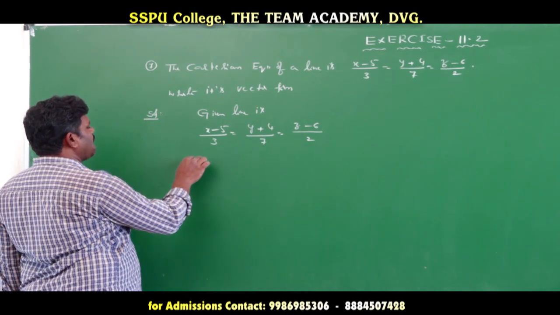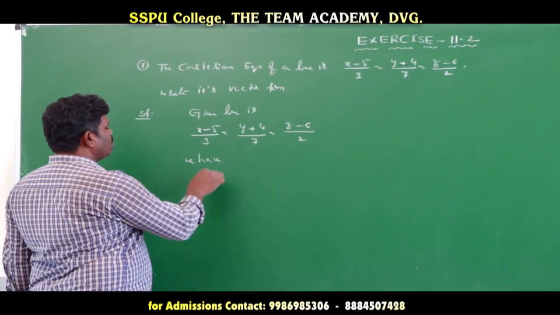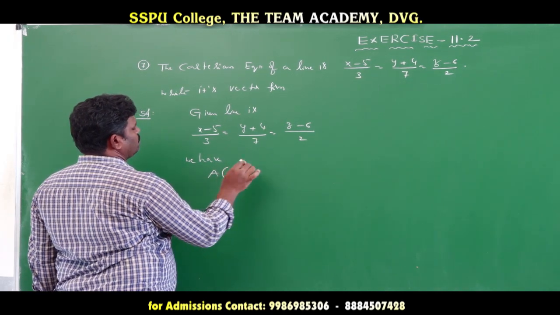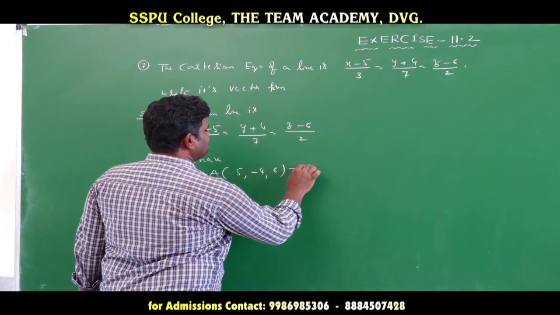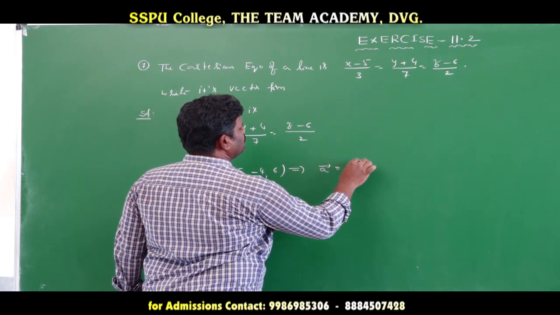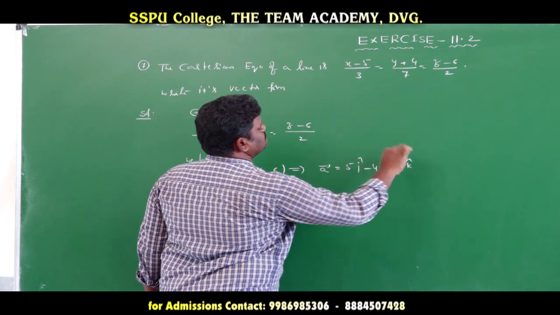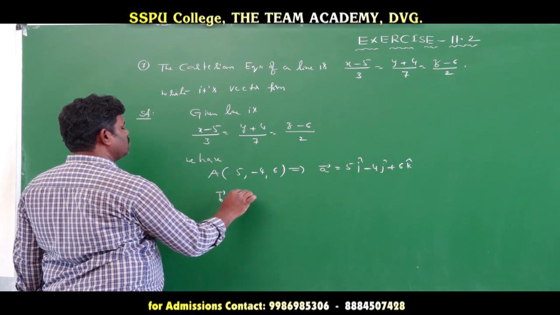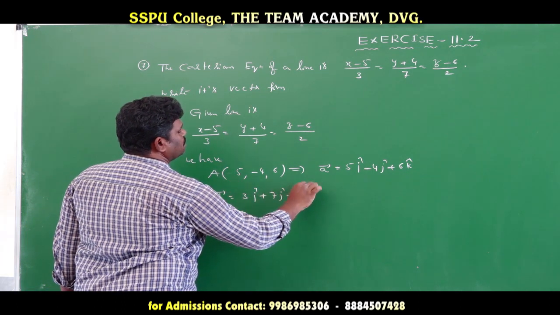So from this equation we have the point A of 5 comma minus 4 comma 6. Okay? So that implies the position vector a bar is 5 I cap minus 4j cap plus 6k cap, and the vector b bar is 3i cap plus 7j cap plus 2k cap.